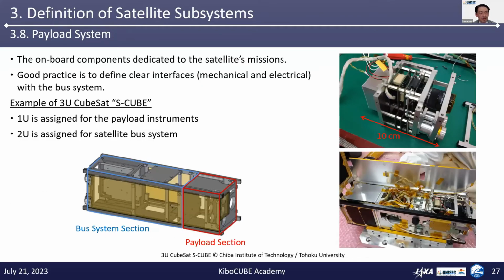Then the last subsystem is the payload system. So payload systems are the onboard components dedicated to the satellite's missions. The good practice is to define clear interfaces, the mechanical interface and electrical interface, with the bus system. In this slide, you can see the example of the 3U CubeSat S-Cube. This picture is showing the payload module of the CubeSat. So 1U is assigned for the payload instruments, and about 2U is assigned for the satellite bus system in this example.